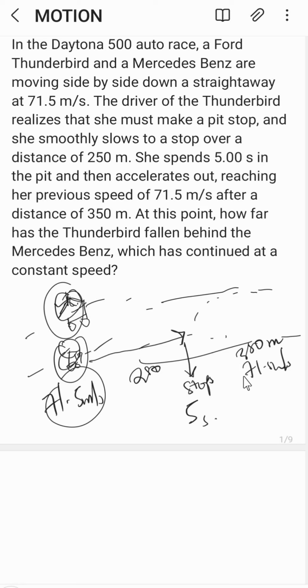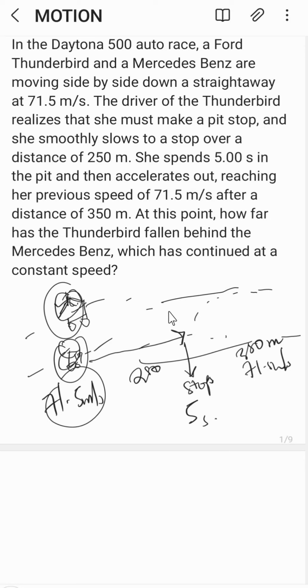She gets back to that speed after a distance of 350 meters. At this point, how far has the Thunderbird fallen behind the Mercedes Benz, which has continued at a constant speed? That is basically the question. We can only know how far it has fallen behind when we know where the Mercedes Benz actually is right about now.